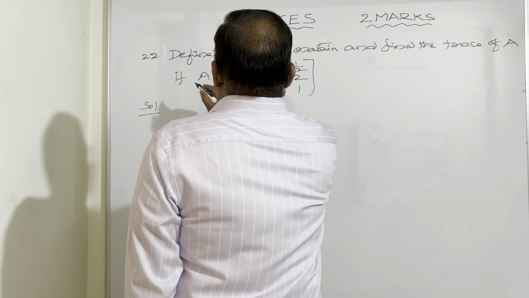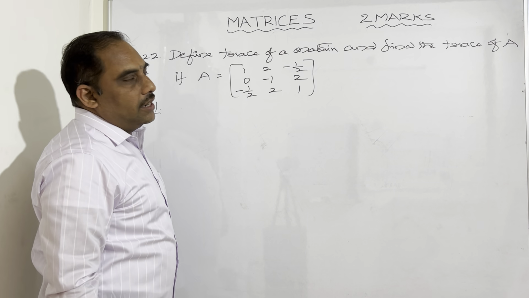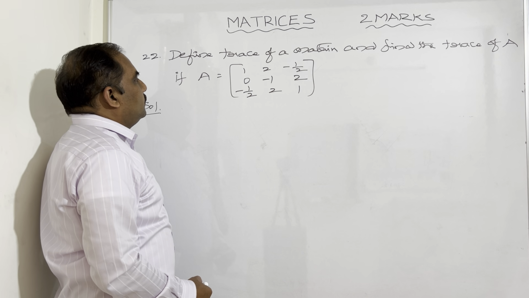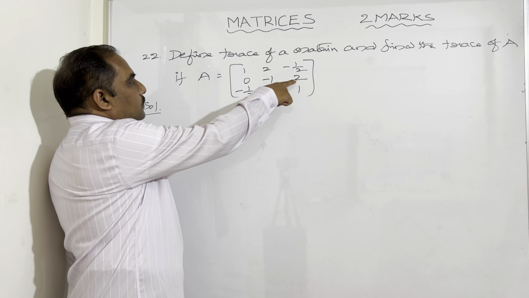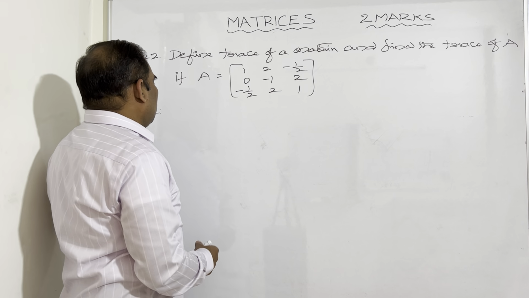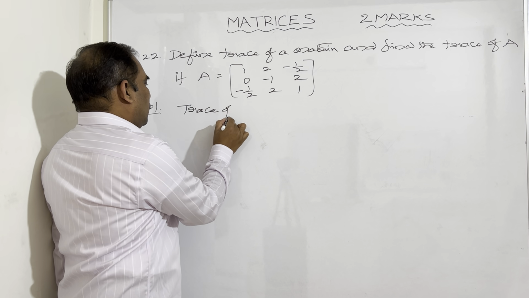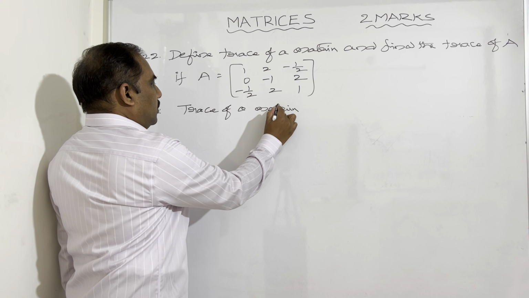The next question is: define trace of a matrix and find the trace of capital A if matrix A is equal to [1, 2, -1/2; 0, -1, 2; -1/2, 2, 1]. So what is the trace of a matrix? I am writing the definition here.